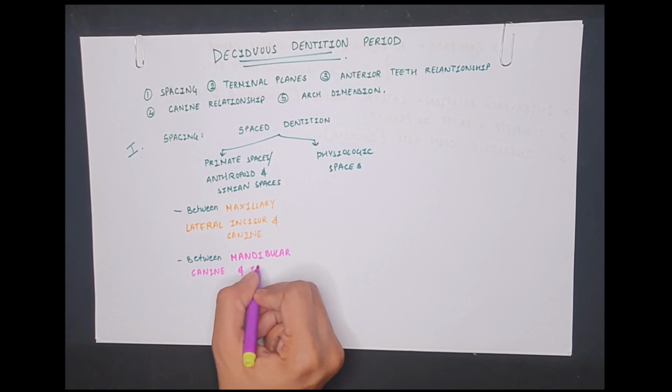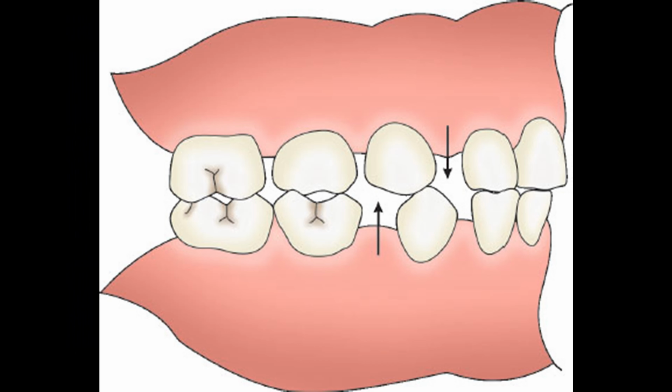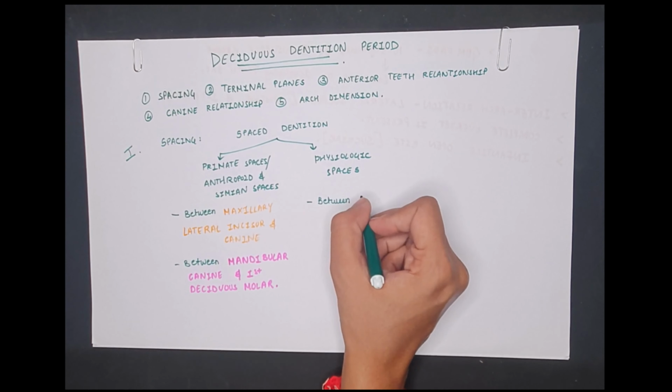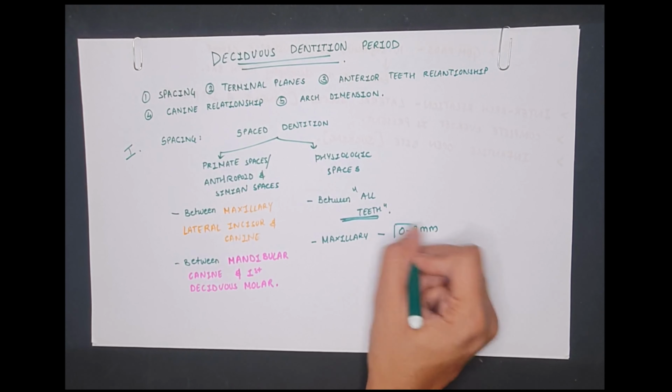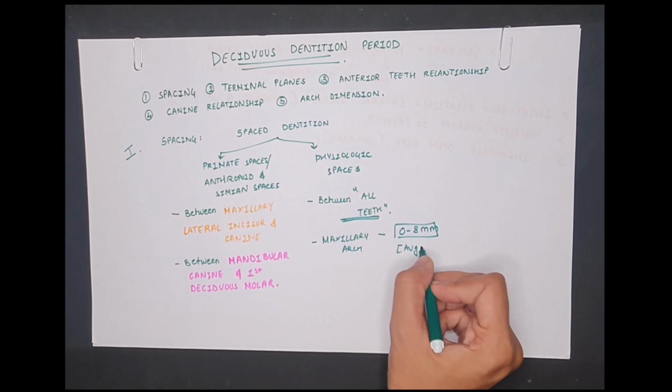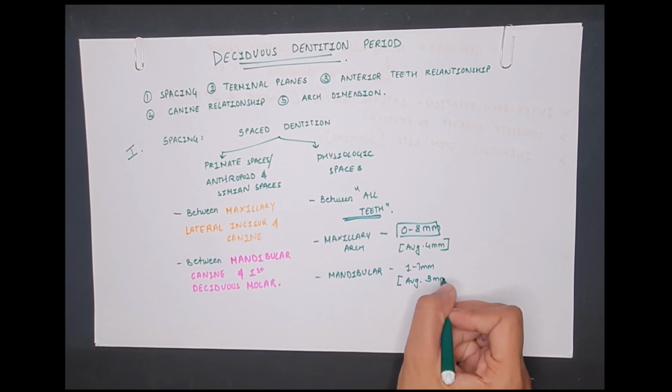As you can see in the picture, the space is present between the maxillary lateral incisor and canine, which is mesial to the maxillary deciduous canine, and in the mandible it is present distal to the mandibular deciduous canine. These spaces are also called anthropoid and simian spaces, as they were initially found in our ancestral simian species. Now, the physiologic spaces are present between all the primary teeth and play an important role in normal development of permanent dentition. In the maxilla, it is usually up to 8 mm, average 4 mm, and in the mandible, it is usually up to 7 mm with an average of 3 mm.